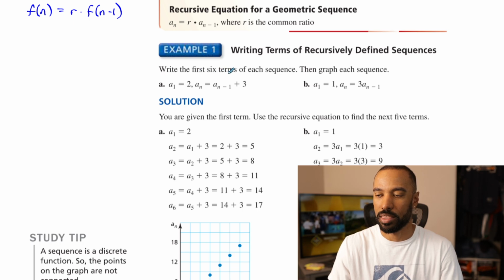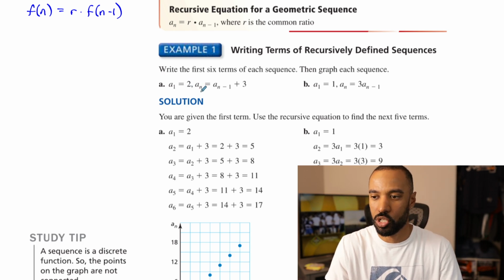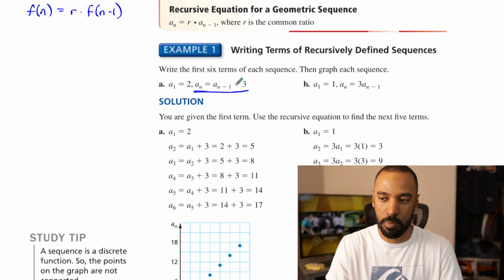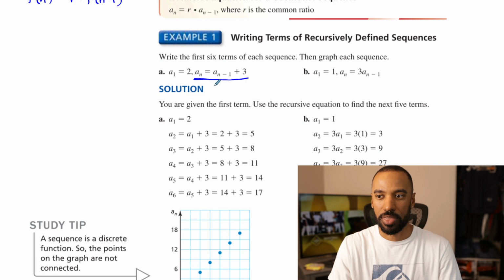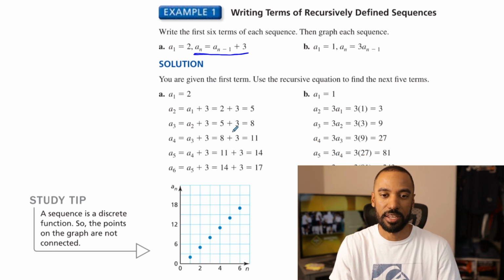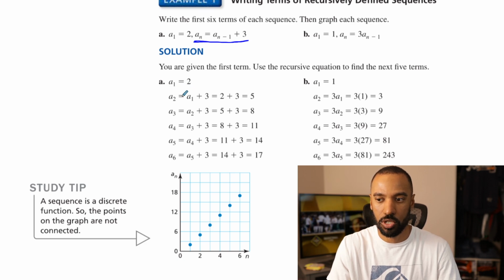So in these ones, they say write the first 6 terms of each sequence, then graph each sequence. This first example says the value of your first term is 2, and then the recursively defined rule for this, what appears to be an arithmetic sequence, is we're going to add 3 to the previous term. Now they do this very exhaustively here. I might do it exhaustively the first time out for both of them, but they're saying the first term is 2. The second term, you take the first term and add 3. So you do 2 plus 3 to get 5. The third term, you take the second term plus 3. So you take 5 plus 3 to get 8.